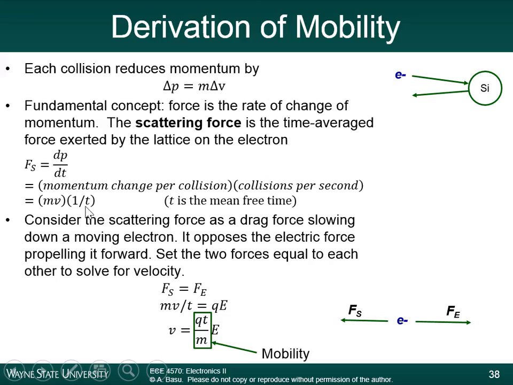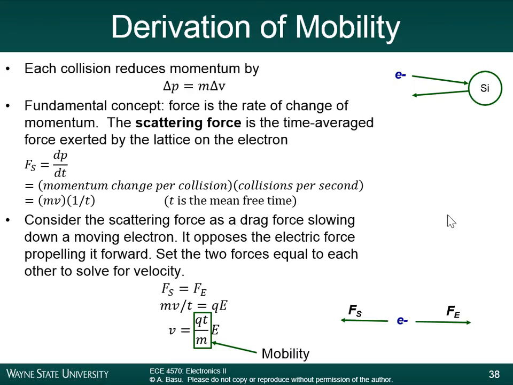So the force, you can think about force as the rate of change of momentum. Now, the tricky thing about this analysis, if you try to think about it in terms of one collision, and then you look at the momentum reduction there, you try to analyze all the mechanics of the force in that single collision, what's happening in this material is actually the electrons constantly colliding with things. So that's why we do this type of analysis where we say the force is the rate of change, and the scattering force is a time average force exerted by the lattice on the electron. The electron's always colliding with it.